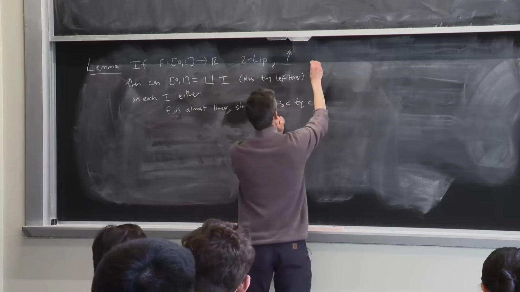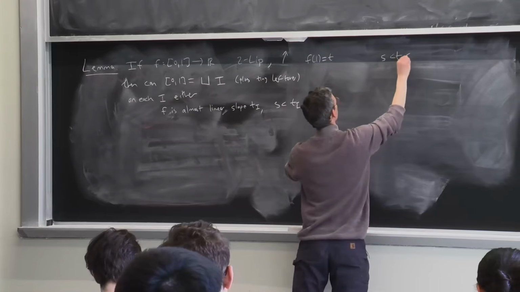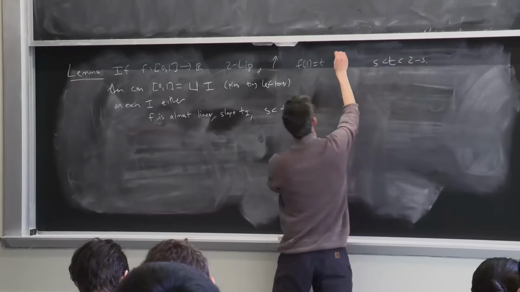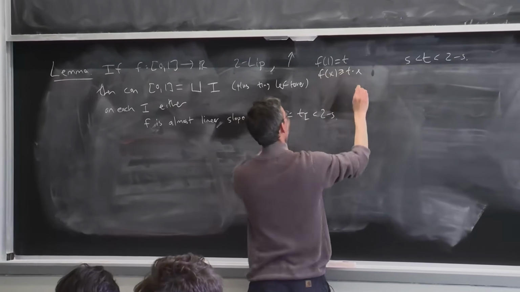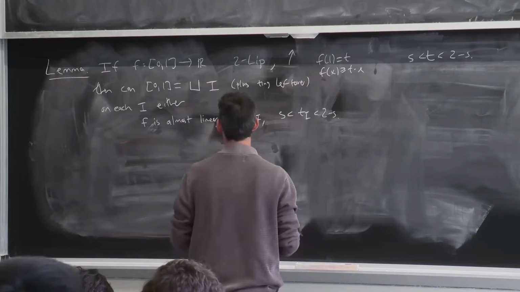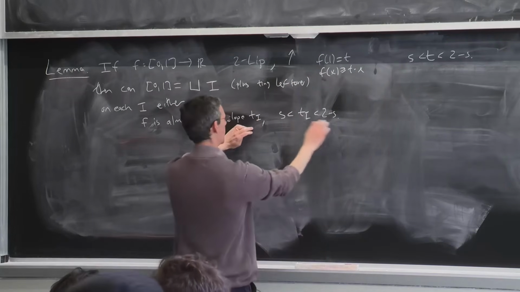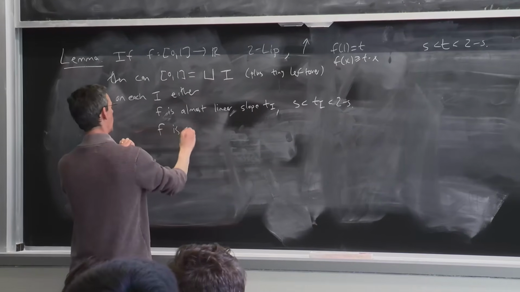OK, I should say one other thing. Let's say f(1) = t, and t is in our range, and we should have f(x) bigger than tx. So this is our setup. We have a delta-t set, and we're looking at its branching function. So either it's almost linear and its slope is in the desired range, or on I, f is semi-well spaced.